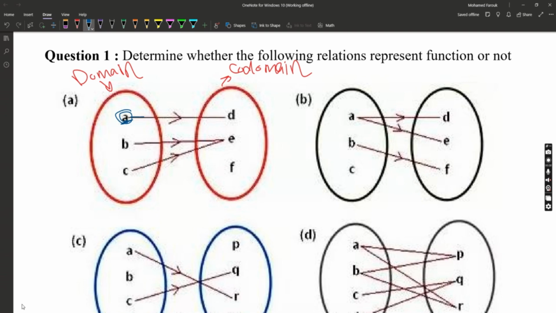So A has only one arrow out of it, so it's okay. B, one arrow. C, one arrow. So the first relation is a function because each element is assigned to only one value in the codomain. Okay, second relation: the first element A is assigned to two values in the codomain. It has two arrows out of it. So this relation is not a function. Okay, let's continue.